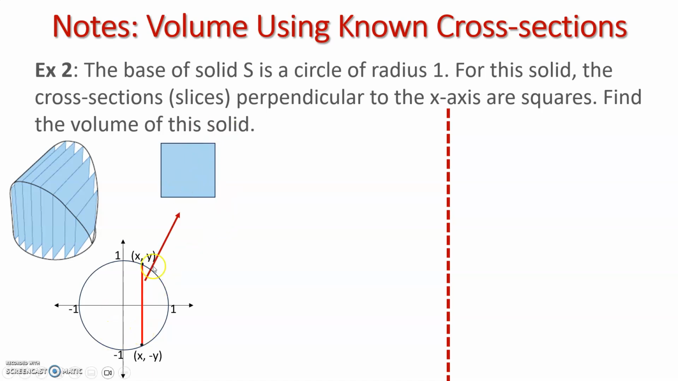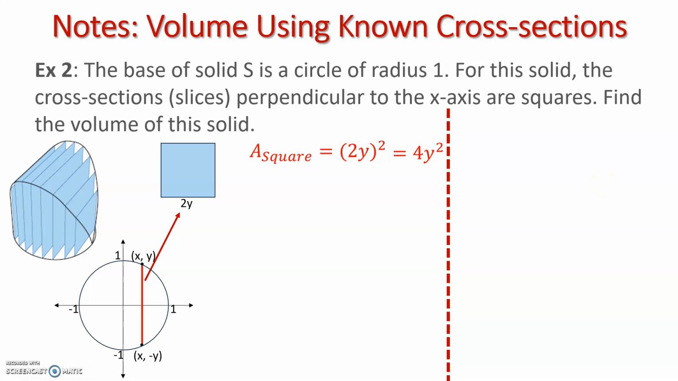And this sample cross-section, we can see, has this base here that is the distance of this red line across. Now, we know from the top of the circle to the x-axis, that distance is y. And then from the x-axis down to the bottom, that distance is also y. So we could say this entire distance, the base of the square that's sitting in this circle, is 2y. Okay, now we know that squares have equal sides, so the area of this square is just 2y squared, or 2y times 2y, or 4y squared.